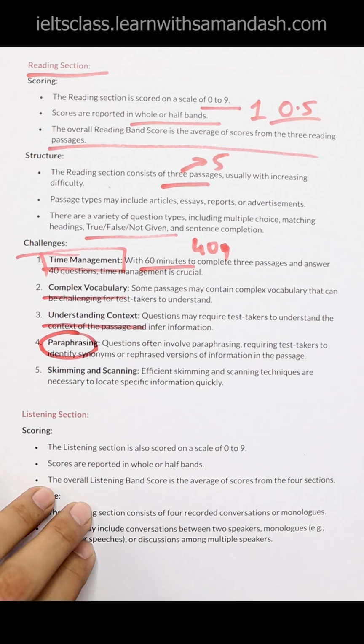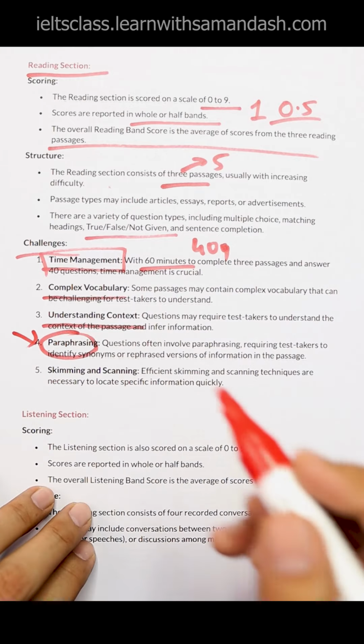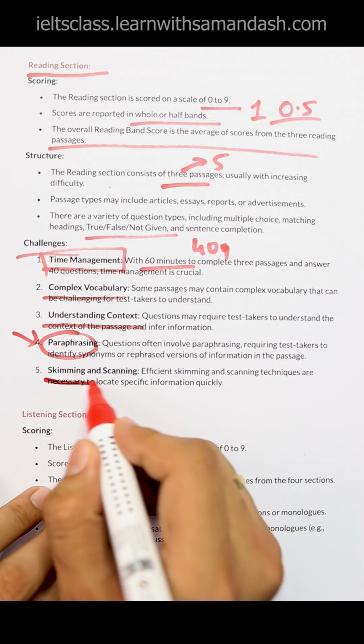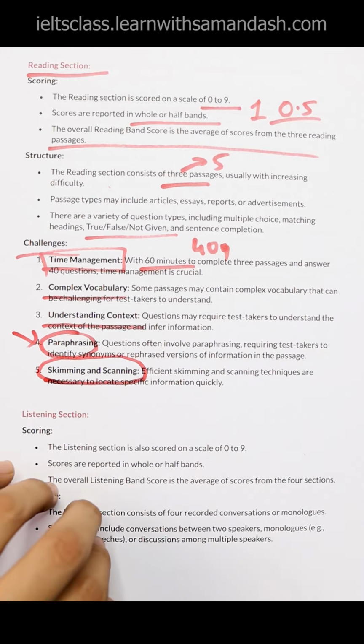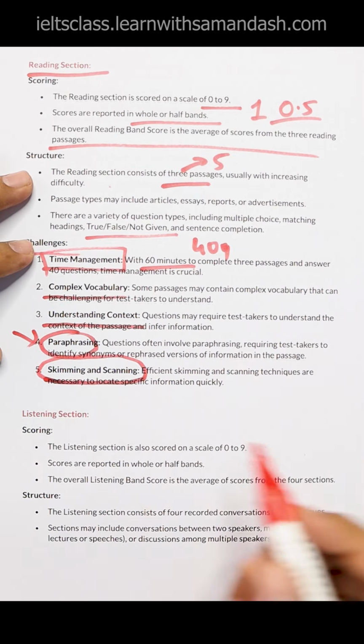Paraphrasing. So paraphrasing is how we need to change what they have mentioned. If they change it in the questions and we find the answer and we are not able to, this is what happens. Skimming and scanning, some people do not know how to skim and scan in the passage, and there we go, we get a problem.